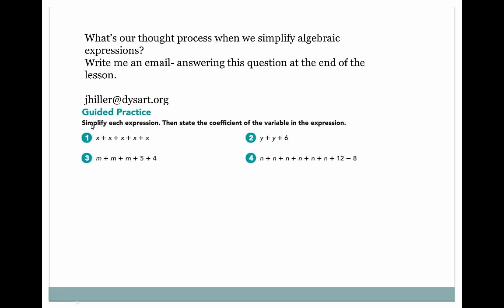Next is your guided practice. You're going to simplify each expression, then state the coefficient of the variable in the expression. You'll find these in your study guide. When you're done, go to the substitute and have her check the answers on page 231.